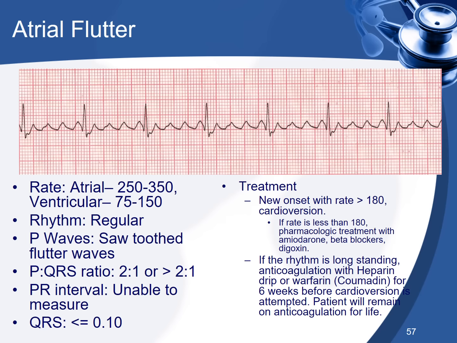So if your rhythm is long-standing or we don't know how long the patient has been in it, then we have to anticoagulate them. Usually in the hospital setting, we start them on heparin, and then before they go home, we switch them to Coumadin.